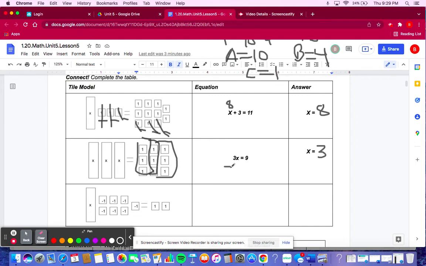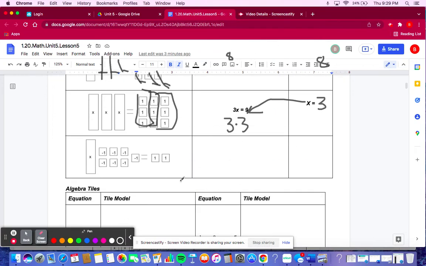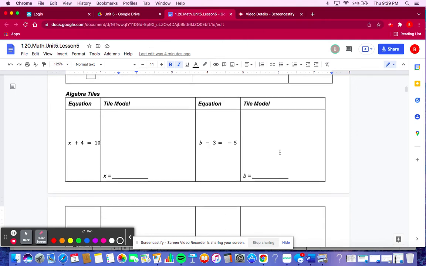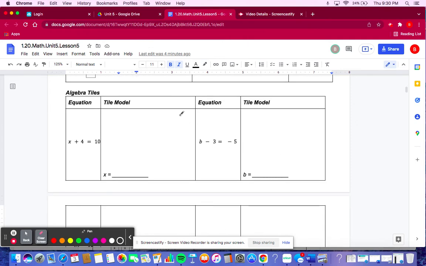And if I wanted to check, remember, when the coefficient is right next to the variable, that means multiply. So I'm going to replace that x with what I solved for right here. And 3 times 3 is 9. Go ahead and solve this one independently and check your work with your neighbor. And then move on. So pause the video, come back when you're ready.